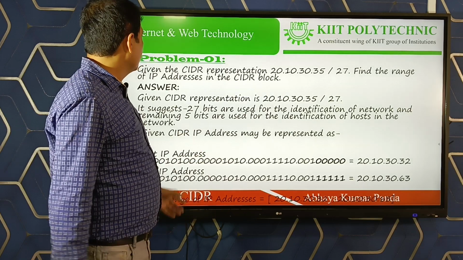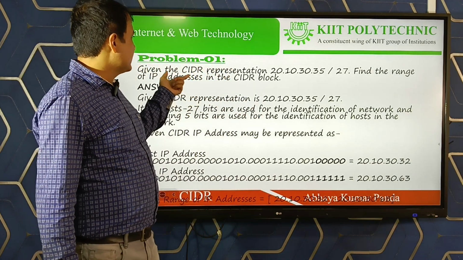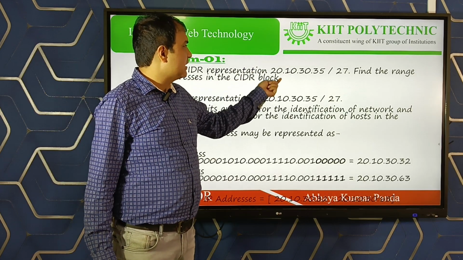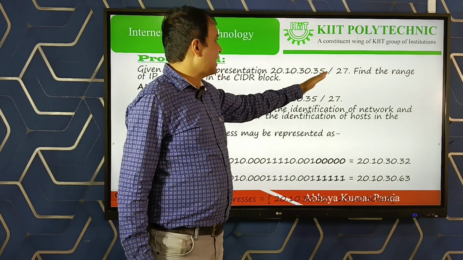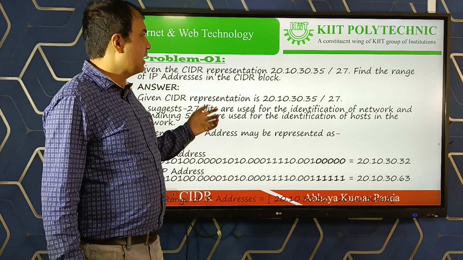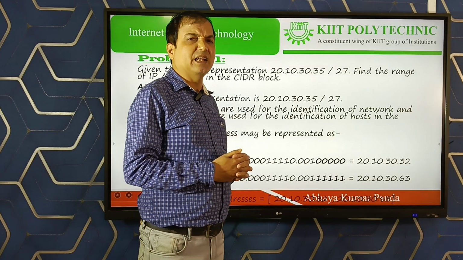Take an example problem. Let a CIDR representation be 20.10.30.35/27. We have to find the range of IP addresses in that CIDR block.